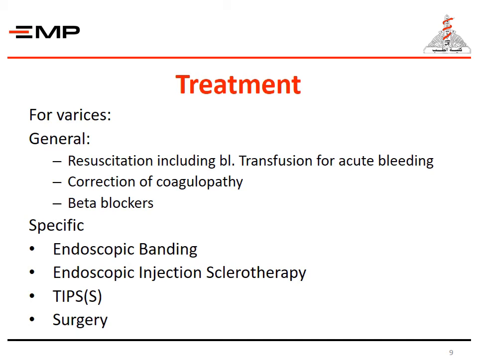Transjugular intrahepatic portosystemic shunt, known as TIPS with one S or two S's, is the insertion of a stent through the right internal jugular vein, through the superior vena cava, then the inferior vena cava, then one of the hepatic veins, through the liver down to a portal vein. The stent is left between the portal vein and the hepatic vein. Surgery is done in variceal bleeding when other methods fail.